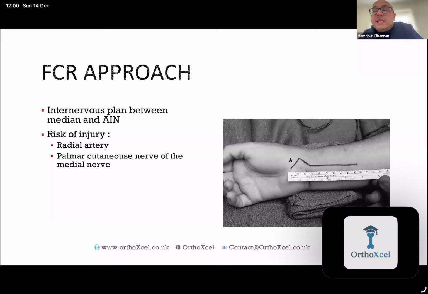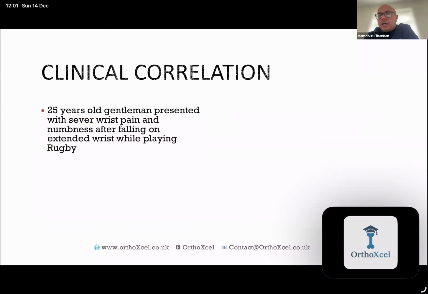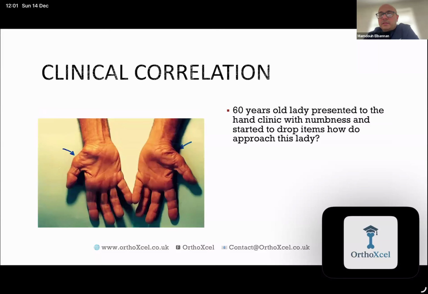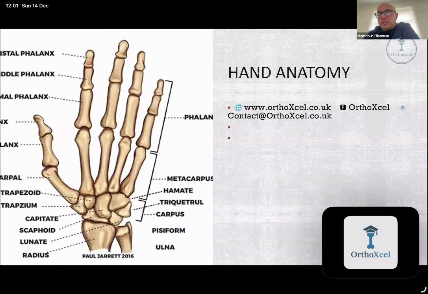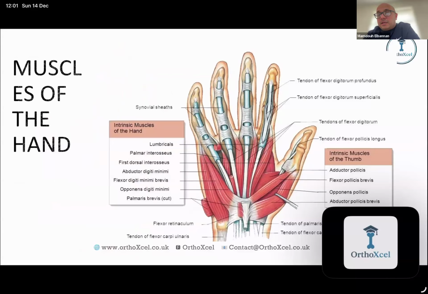Again, in any approach, keep your mind systematic. I need to be between internervous planes, go deeper, open the fascia. I can tell you the approach in 30 minutes alone, layer by layer, but I'm giving you the tips and tricks for each approach. I will skip this scenario because I want to give you the next one.